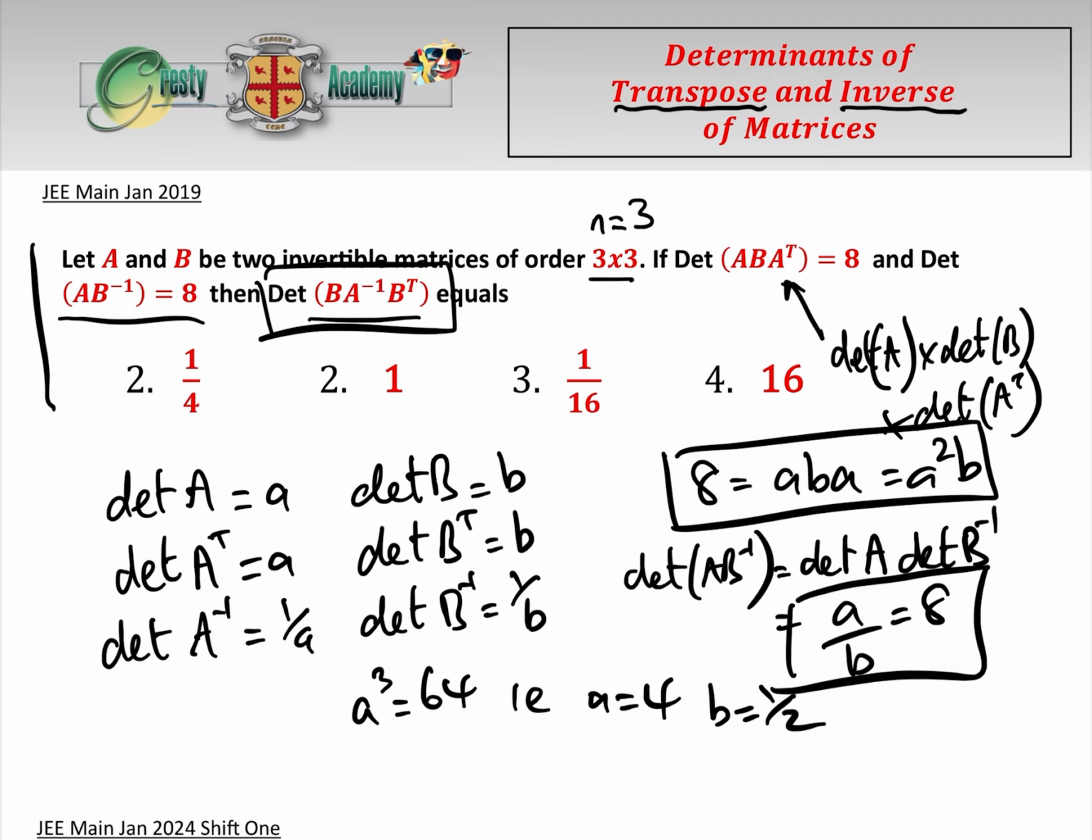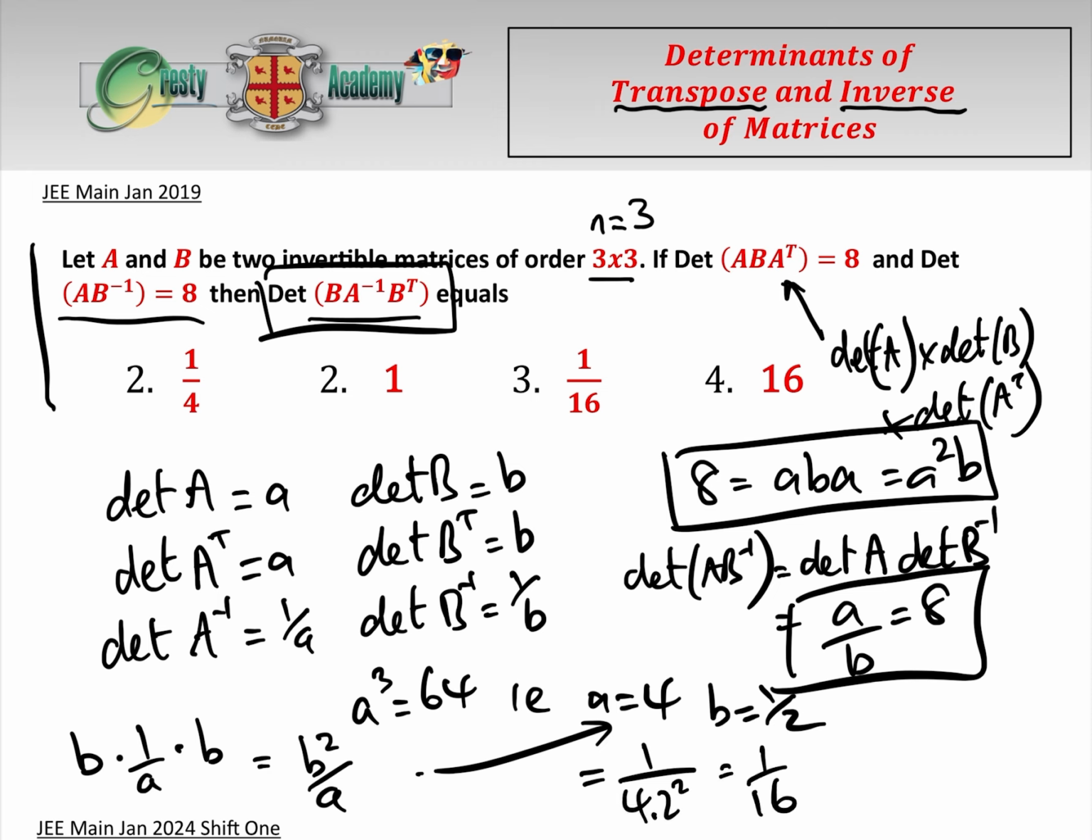And so looking here, the determinant of B, A to the minus 1, B transpose, well, that is equal to B times 1 over A times B, just from our basic rules, which is B squared over A, and simply plugging in these values gives us 1 over 4 times 1/2 squared, which is 1/16, which is answer 3. You're not going to get much easier question than that once you understand the relationship between the determinant of the matrix, the determinant of its transpose, and the determinant of its inverse.